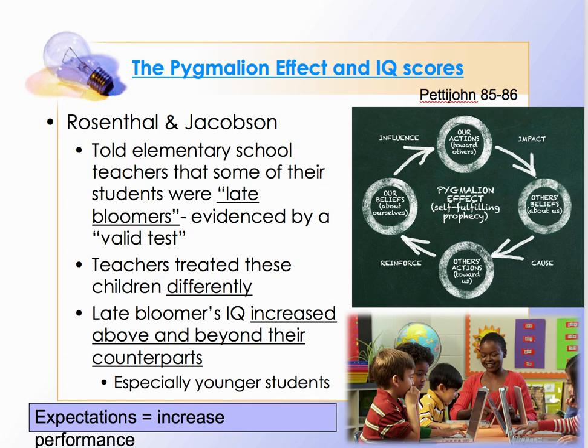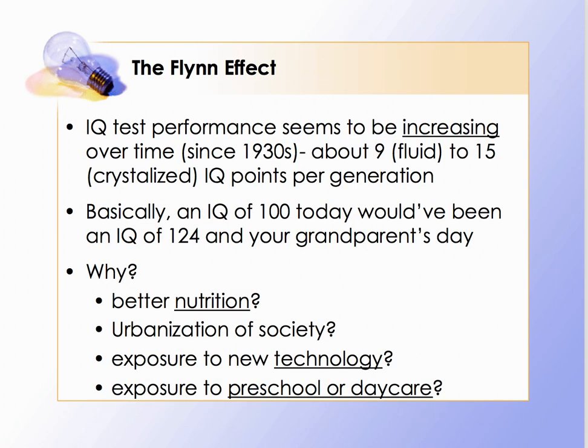So basically the Pygmalion effect is this idea of self-fulfilling prophecy affecting our expectations. The Flynn effect. So this was termed by Herrnstein and Murray, and they wrote The Bell Curve, which was a book that came out in like the 1990s.